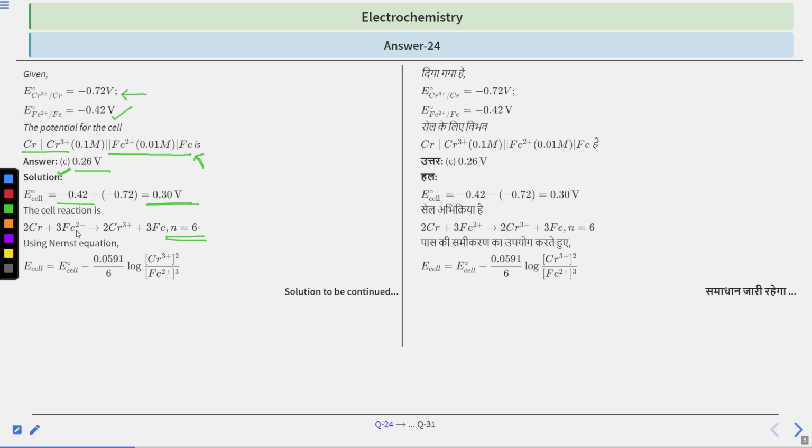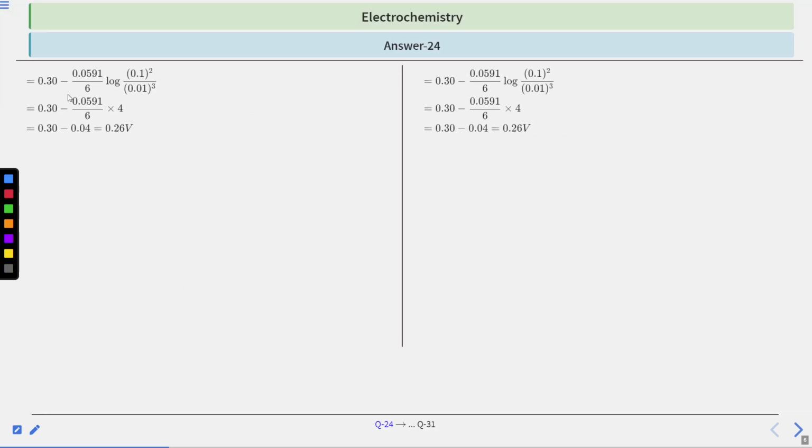So n is equal to 6 here, and we use the Nernst equation, which is E cell is equal to E0 of cell minus 0.0591 divided by n, that is 6, log of oxidized state divided by reduced state, that is [Cr3+] whole square upon [Fe2+] whole cube, because 2 and 3 are the stoichiometric coefficients present in the equation. Now we just put the values and solve it. So it will be 0.3 minus 0.0591 divided by 6 log of 0.1 whole square upon 0.01 whole cube.